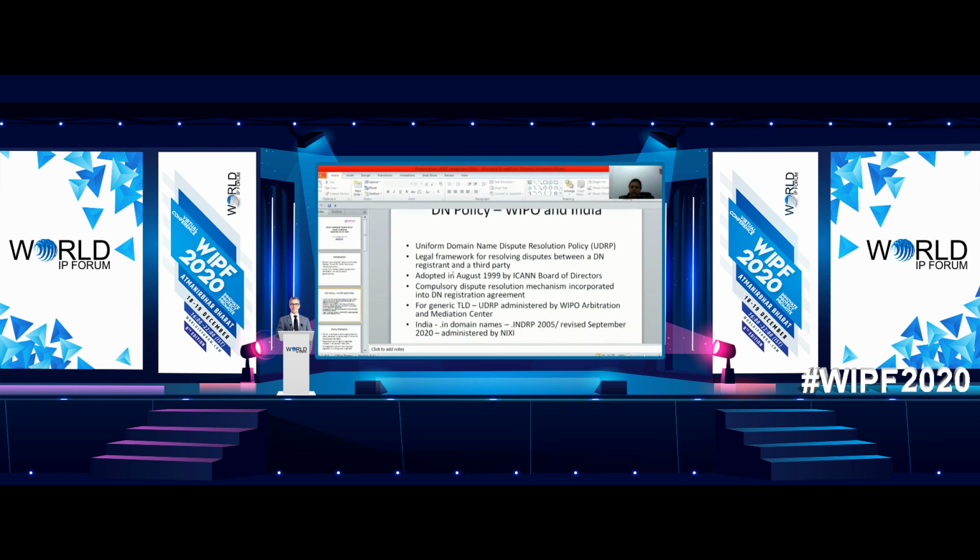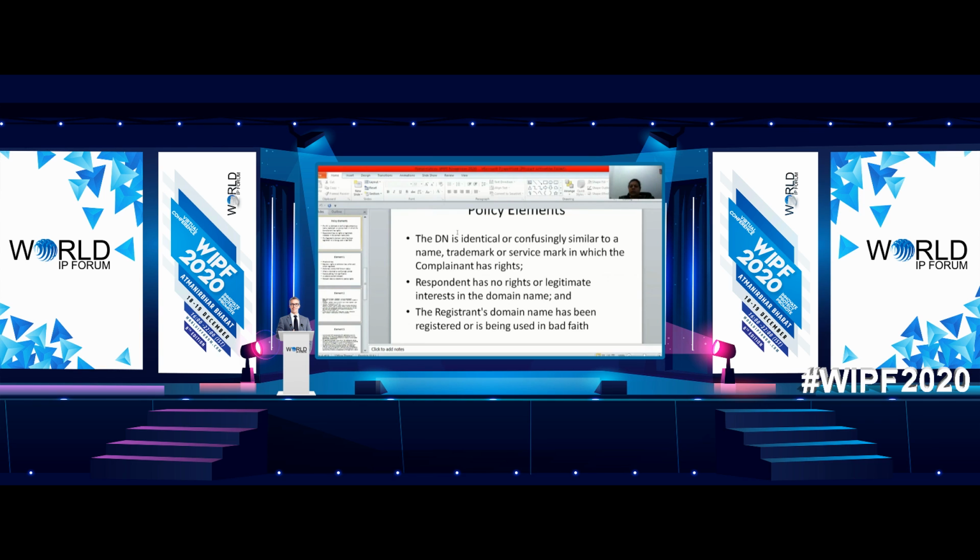As far as India is concerned, we have a policy which was started in 2005, which was recently revised in September this year. It's administered by the National Internet Exchange of India, and it pertains to disputes arising out of .in domain names.